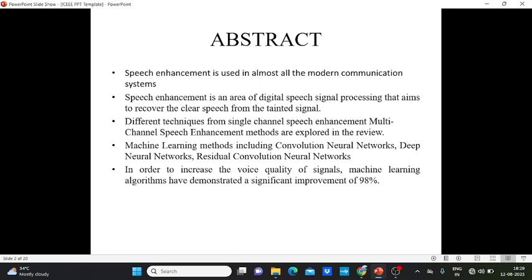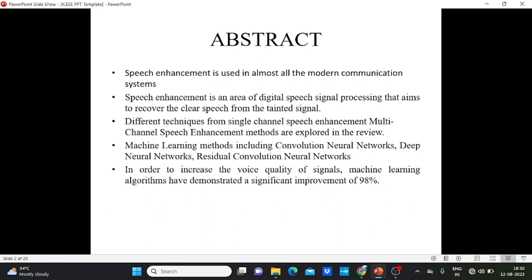In this regard, we have so many conventional techniques. Single channel speech enhancement methods and multi-channel speech enhancement methods are there in the previous conventional methods, and also machine learning methods like neural networks, deep neural networks, convolutional neural networks, and residual convolutional networks are under the machine learning techniques. Machine learning techniques are much better than the previous conventional methods to reduce the noise and give more efficiency.